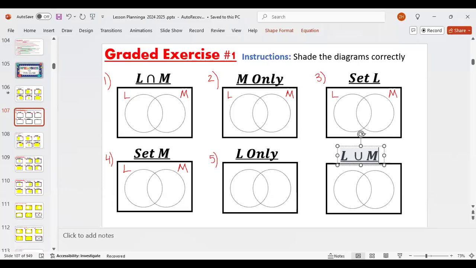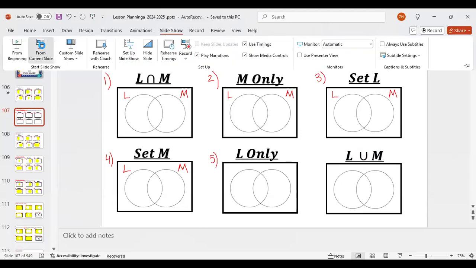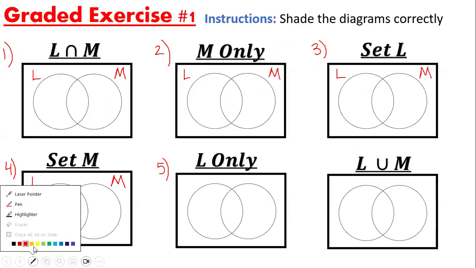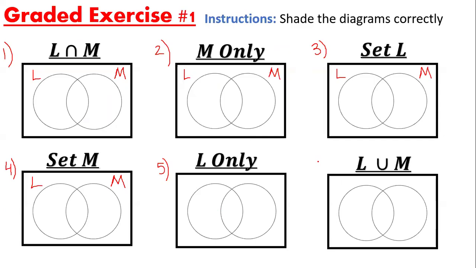So I want you to do these on your own. You should be able to do them on your own, and I hope that you get them all right. So it's 6 of them. Let me label these diagrams. We're going to call this one L. We're going to call this one M. And we're going to call this one L. We're going to call this one M.